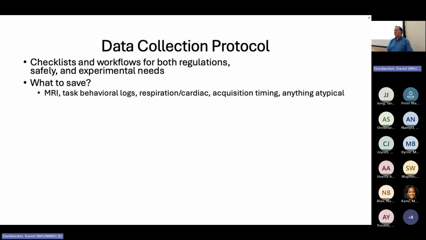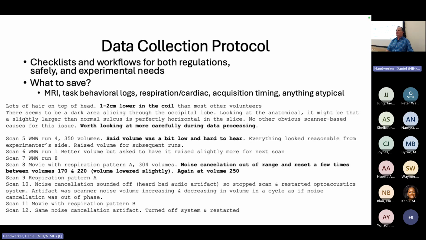And anything atypical. So this is a big ugly log from one of my scans from a little while back. As the person was scanned, I had my protocol for what I wanted to collect. I actually cut out a bunch of the normal stuff here, like scan 7, fine. But these are things I wrote down along the way. The important thing about writing them down is that these are things that might not automatically save somewhere else, and you're going to forget them, or you're going to share the data with someone who doesn't have that context.